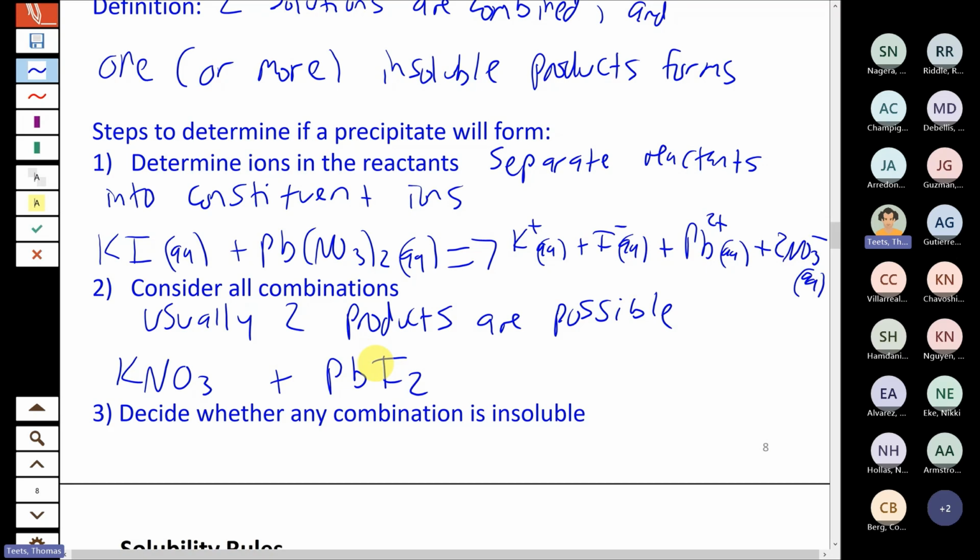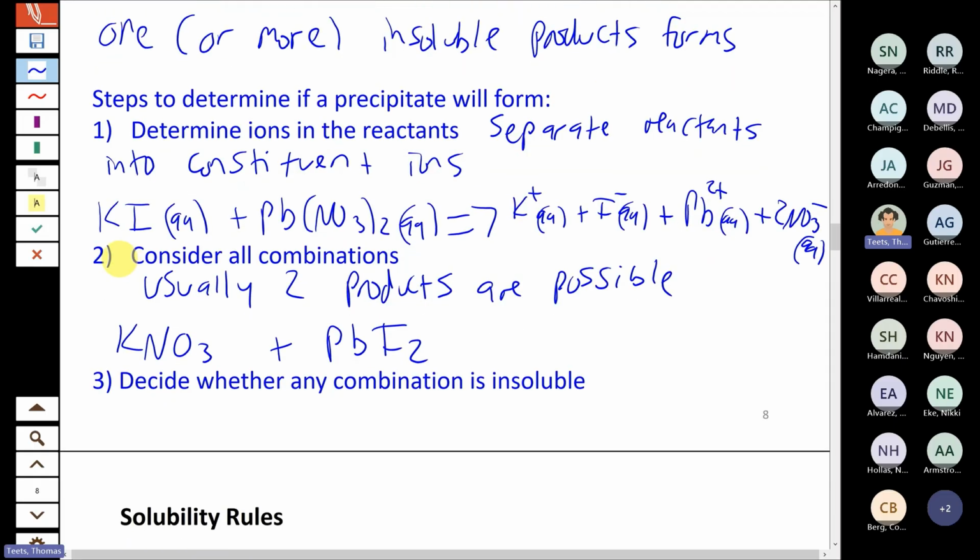When we do these precipitation reactions, we're not changing the charge of anything. That'll come into play when we talk about redox reactions later on. But for precipitation reactions, it's just two ionic compounds, and the charges of all the ions stay the same. They just swap with each other. So those are the two possible products.